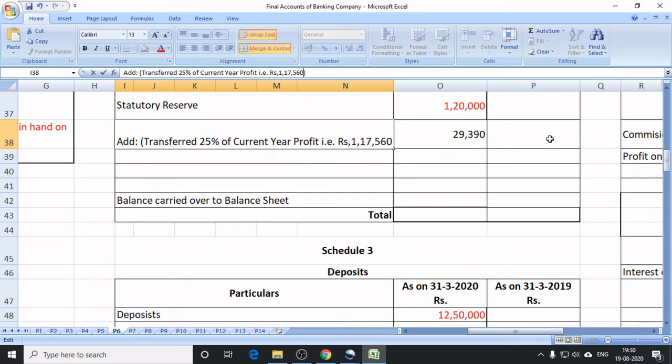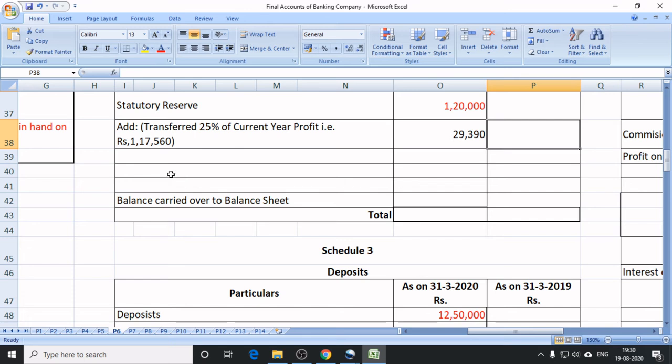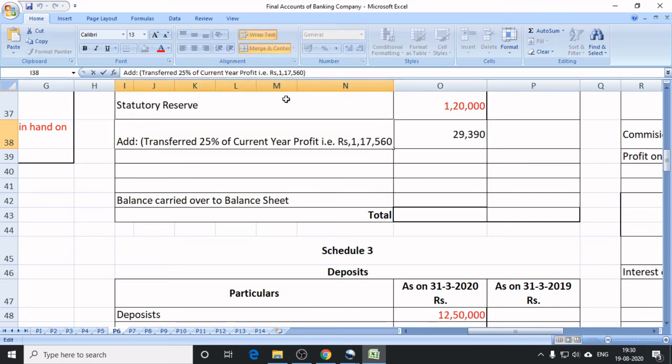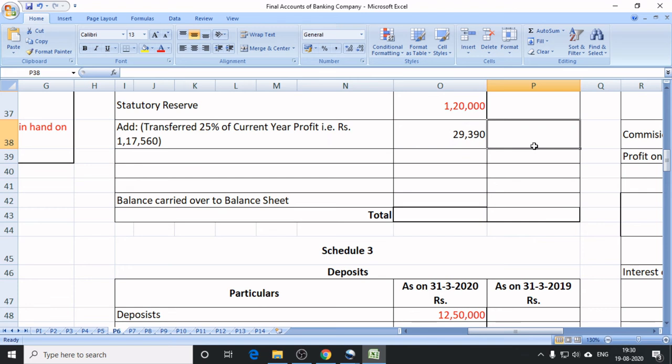I'll again calculate it to ensure one more time. Just a minute. I'll again calculate it to ensure that the figure is right. So 25 divided by 100 into 1,17,560 is 29,390. This is the right figure.